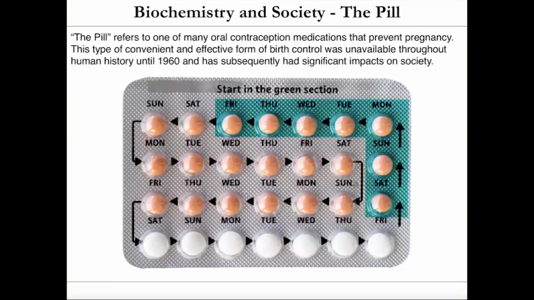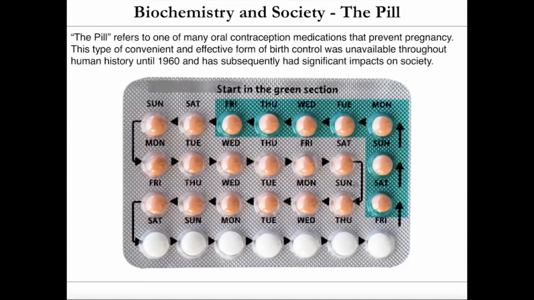So now we're going to get into the first topic that we're going to talk about when we're talking about biochemistry and society. And so your book goes through this topic specifically. So we're going to talk about the pill. And by the pill, we mean one of the most important pills that's ever been developed by humans and really changed society in a very significant way. So when someone says the pill, they're usually referring to one of many oral contraceptive medications that prevent pregnancy. So a pill that you can take that would basically 100% stop you from getting pregnant.